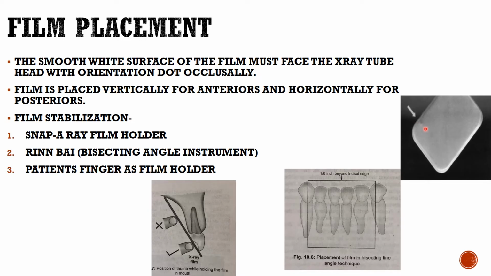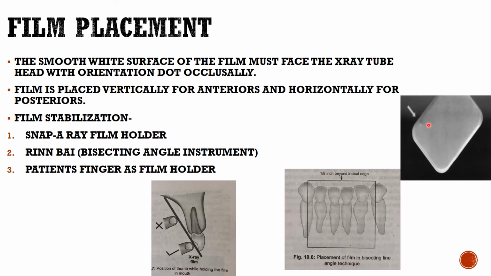This occlusal dot will come on the upper side if you are taking for the mandible, and on the lower side if you are taking for the maxilla. It is because your occlusal plane will come at that side only. The film is placed vertically for anterior and horizontally for posterior. This occlusal dot also helps in detecting the left or the right side of the arch.